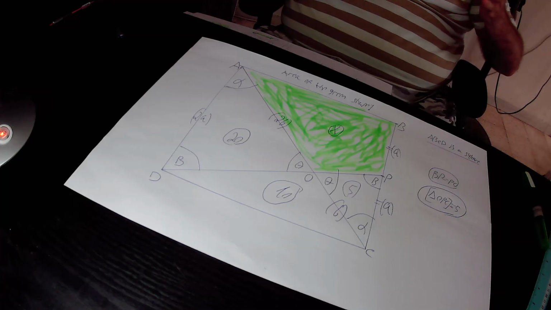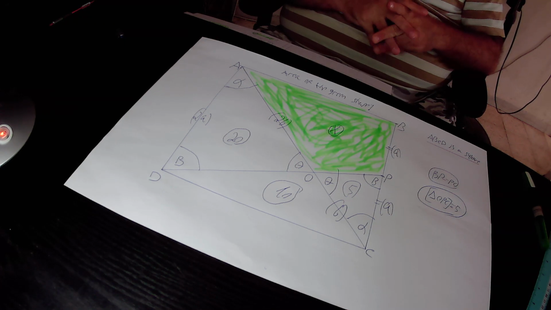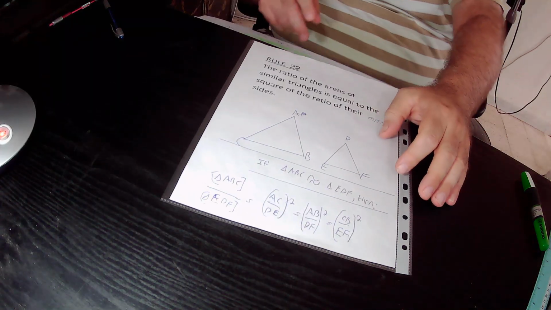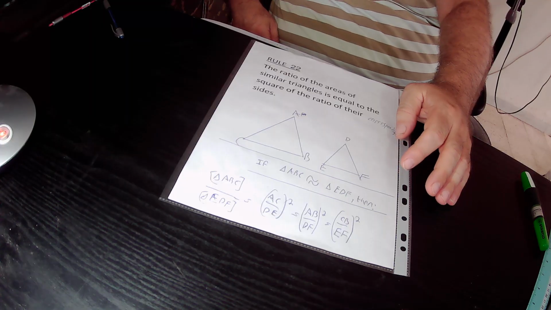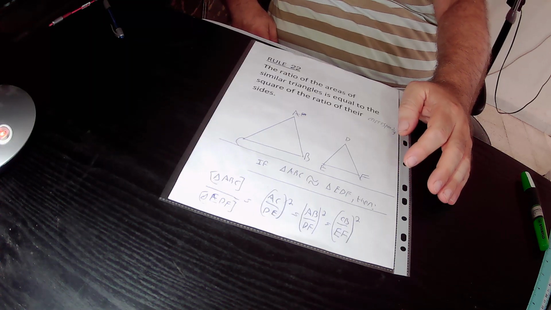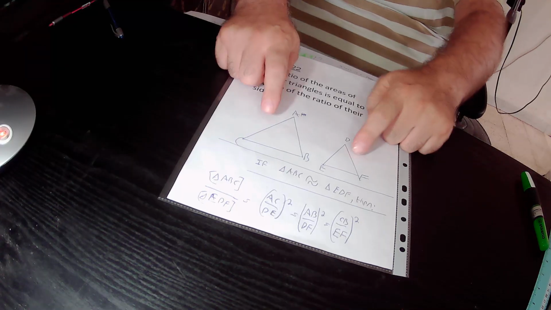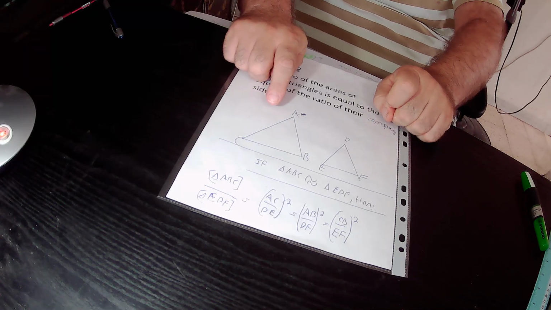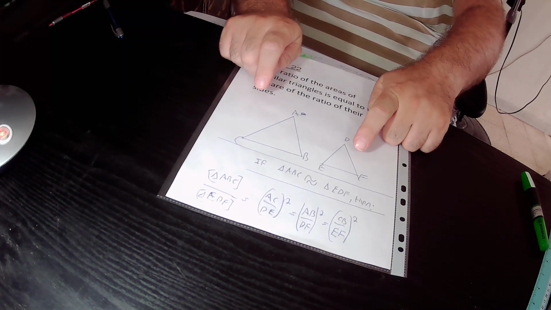And whenever you have two triangles that are similar to each other, you can implement rule 22. So I pick quickly on rule 22. According to rule 22, the ratio of the areas of similar triangles is equal to the square of the ratio of their corresponding sides. So in the moment we have two triangles, those two triangles are similar to each other. That is to say this is triangle ABC that is similar to this triangle ADF.